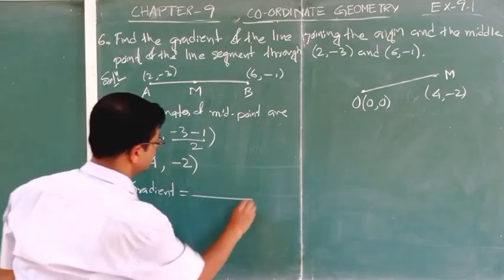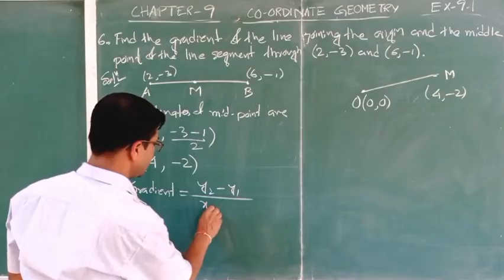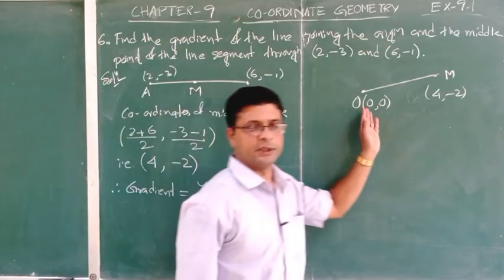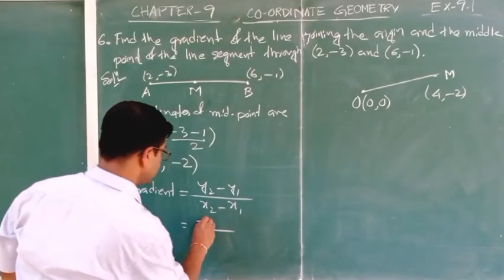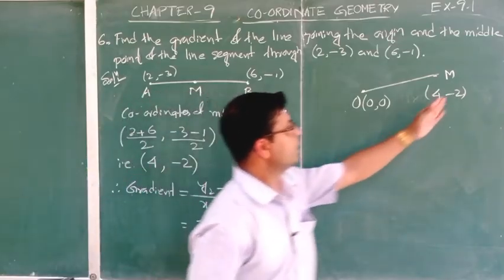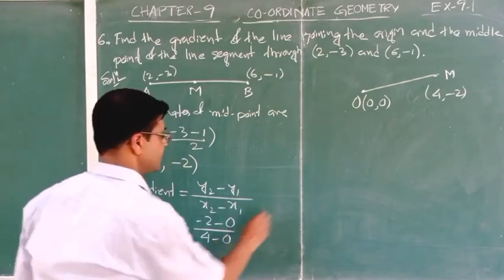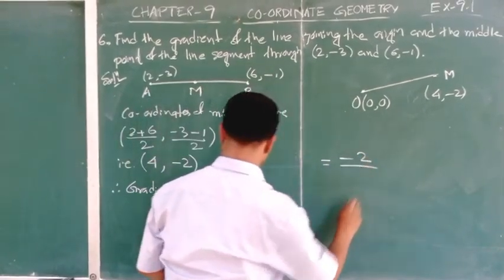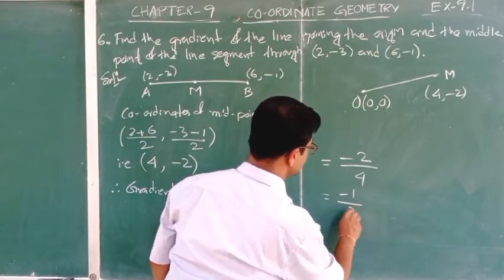The formula is y2 minus y1 divided by x2 minus x1. This is the formula only. Let us substitute. Suppose this is x1, y1 and this is x2, y2. So minus 2 minus 0 over 4 minus 0. Minus 2 minus 0 is minus 2, 4 minus 0 is 4. If we simplify, it is minus 1 by 2.